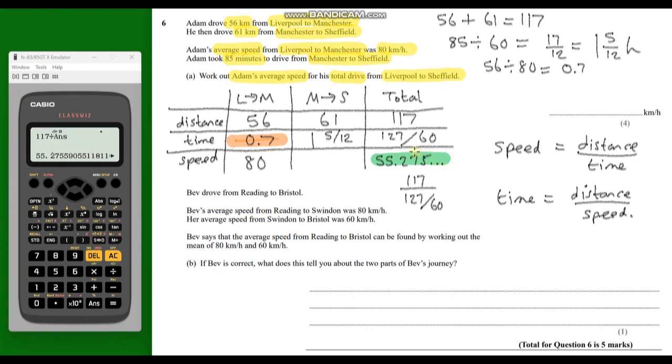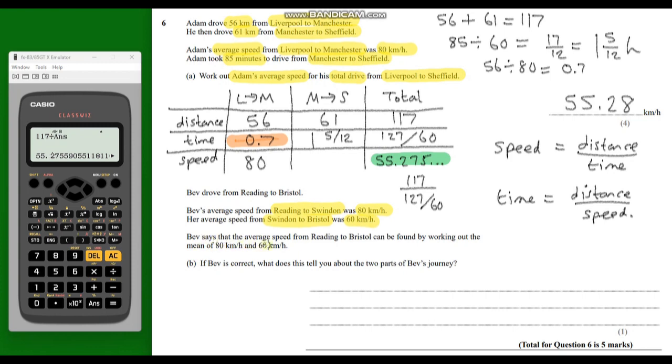Let's have a look. Is it asking us? It's not asking us to round, but I think what I'm going to do is round to 2 decimal places, so 55.28. Now let's look at part B. It says Bev drove from Reading to Bristol. Bev's average speed from Reading to Swindon was 80 kilometers per hour, and her average speed from Swindon to Bristol was 60 kilometers per hour.